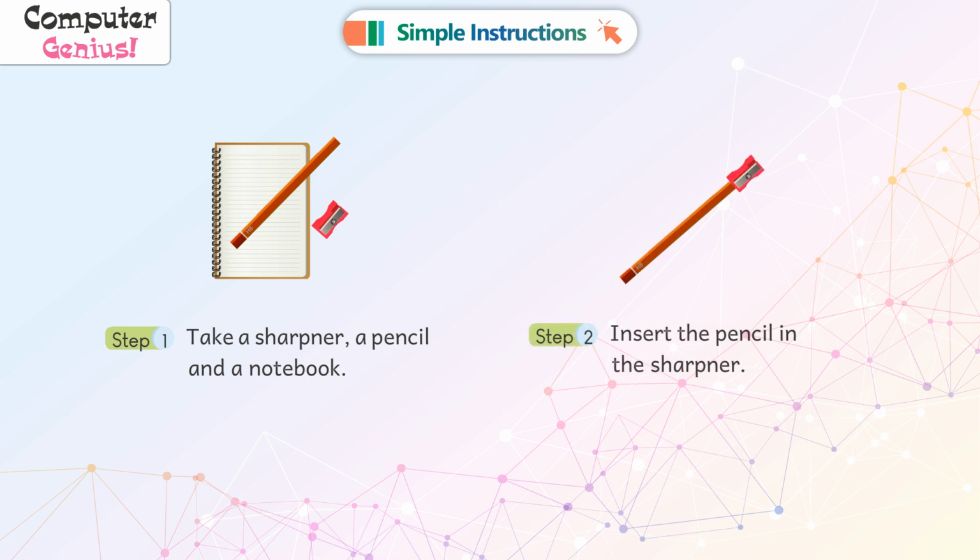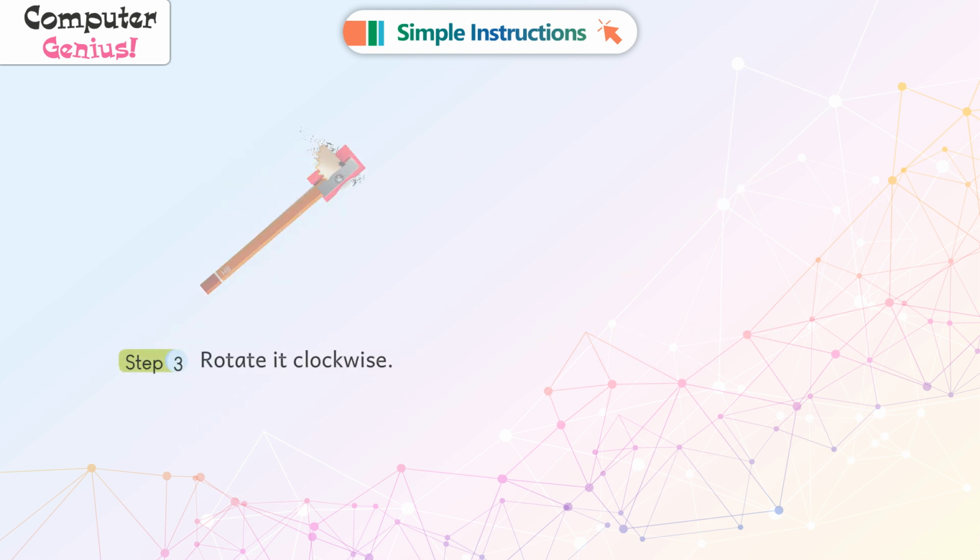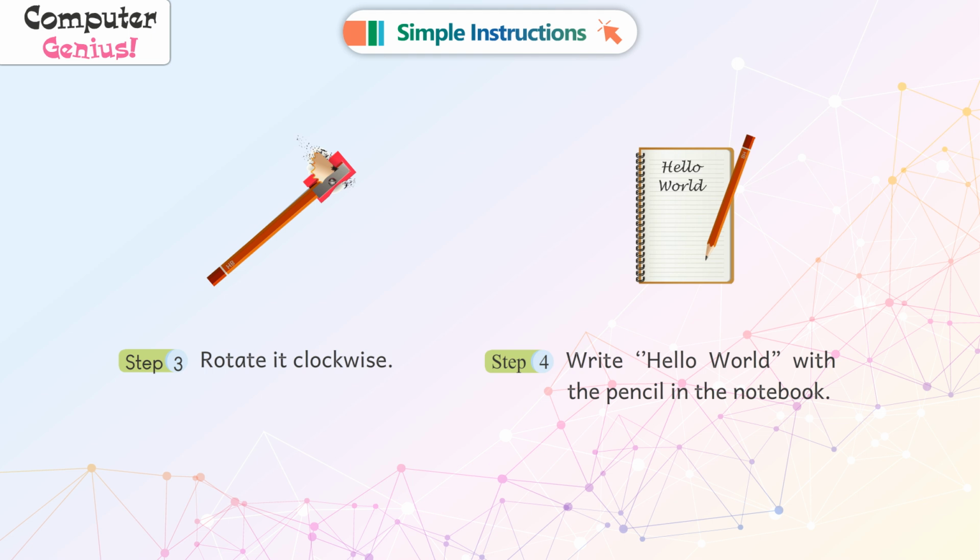Step 2. Insert the pencil in the sharpener. Step 3. Rotate it clockwise. Step 4. Write Hello World with the pencil in the notebook.